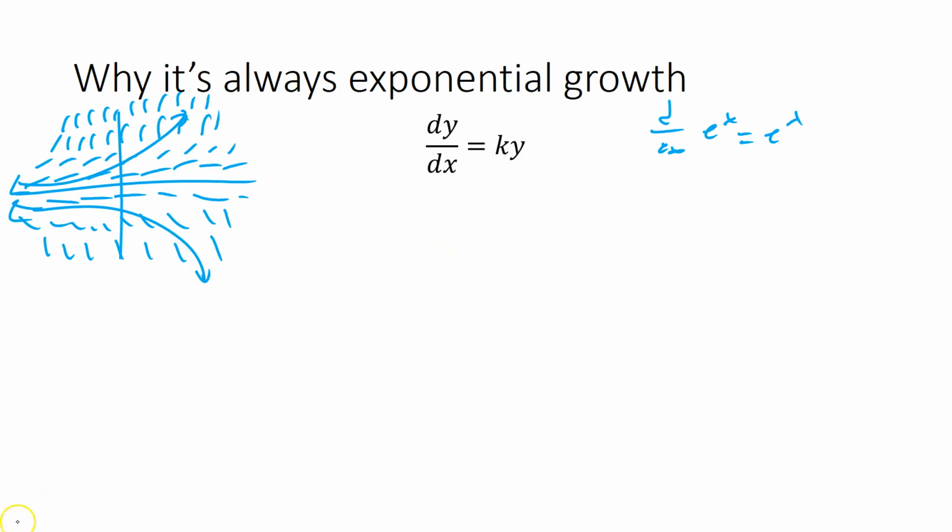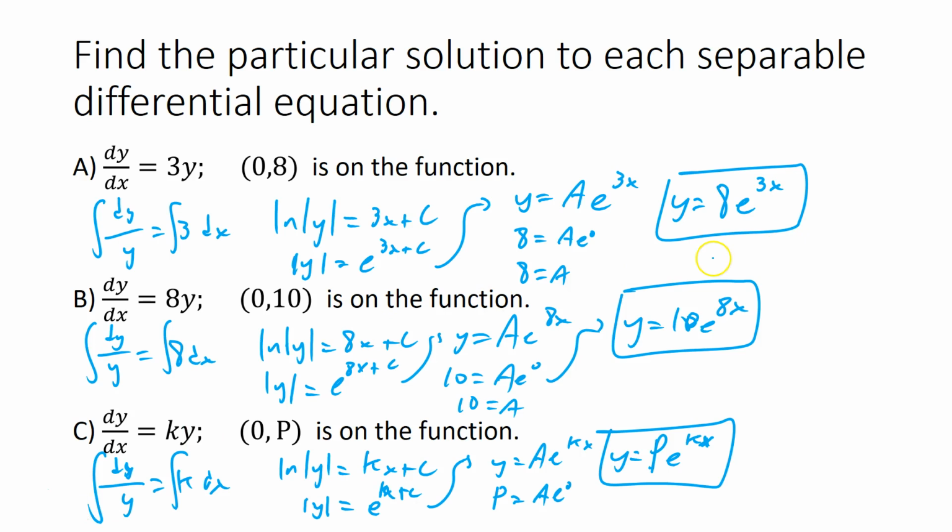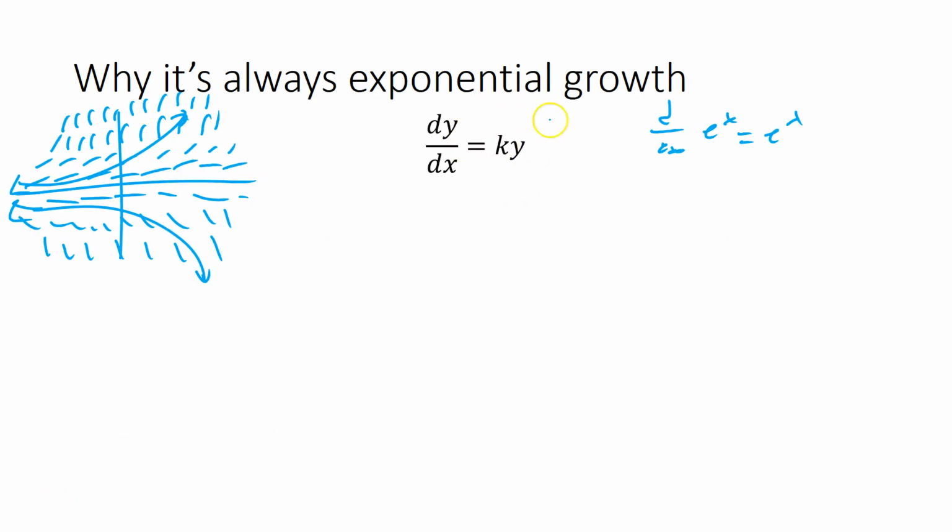I think there's something else I want to say. Oh, yeah. So in general, if you want to solve this every time you can, but you can just skip straight to y equals P e to the kx. And then P is always what's called the initial condition or initial value, because it's what happens when x is 0.